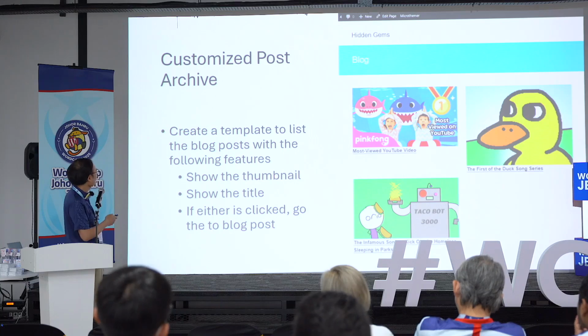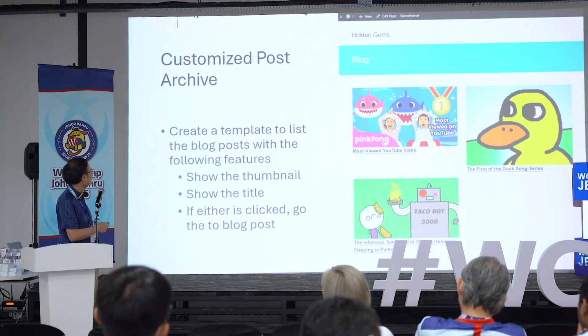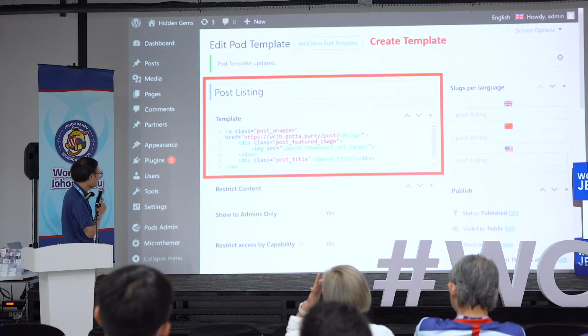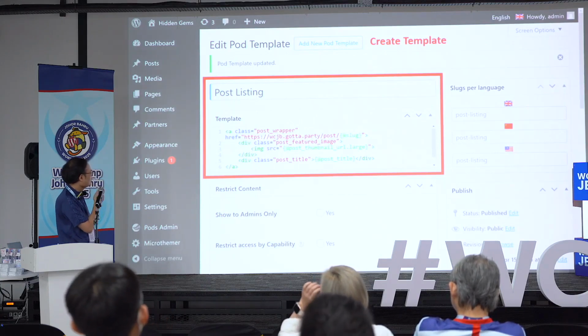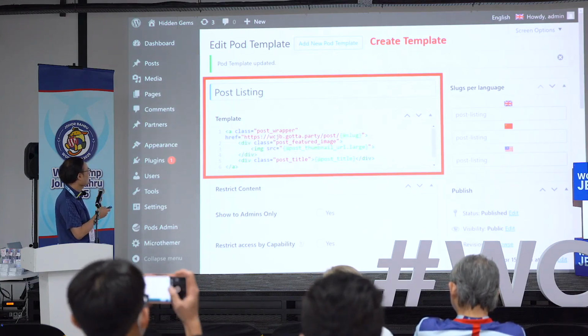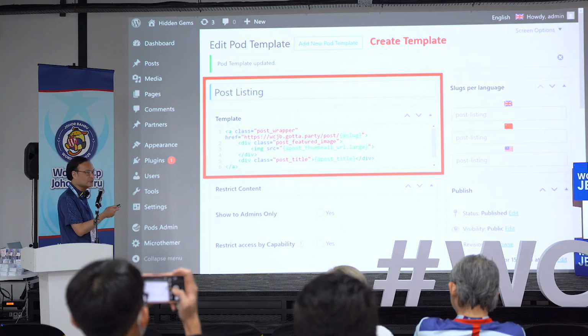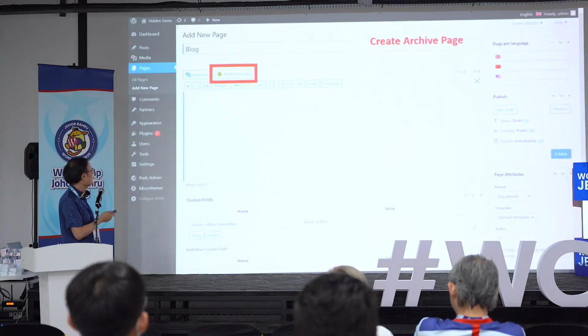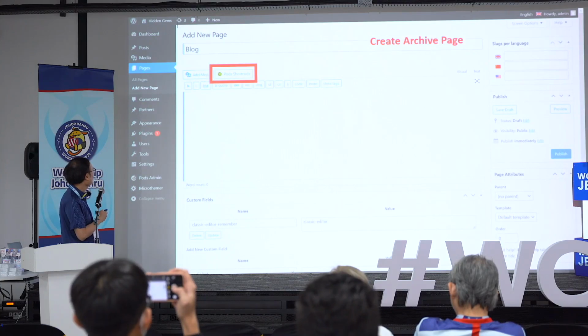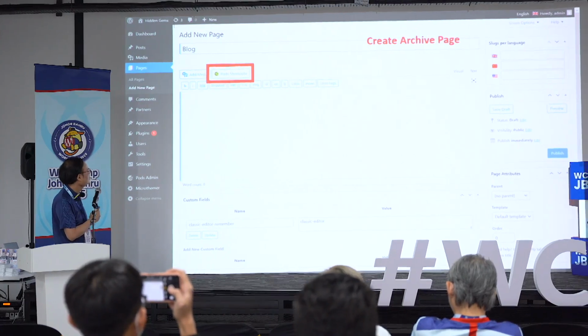But let's talk about how to do the customized post archive. I'll do it very quickly. So the first thing, just create a template like we've done before, and then create an archive page, and this time you click Pods Shortcode.